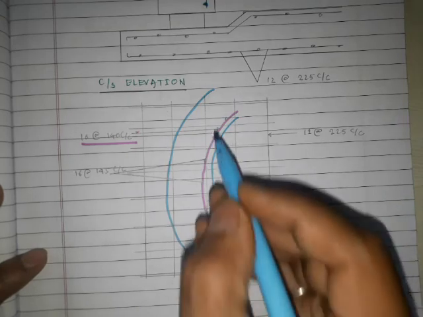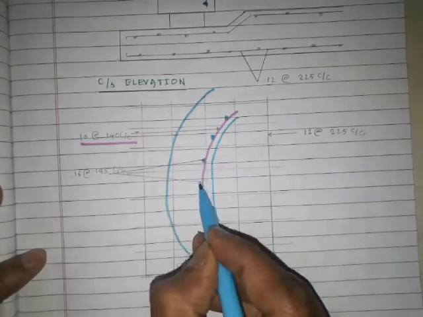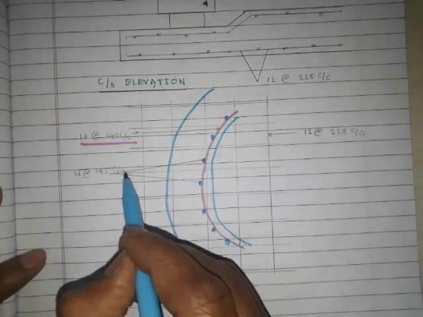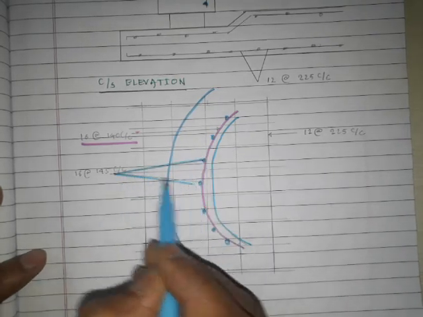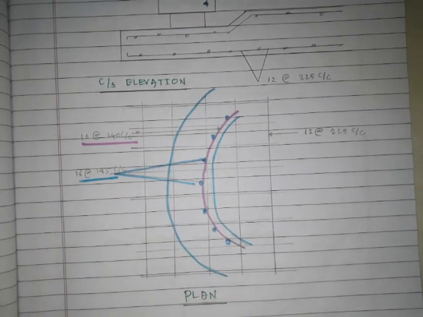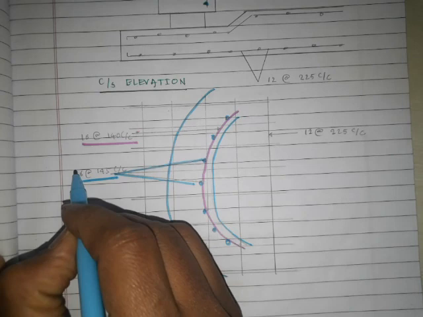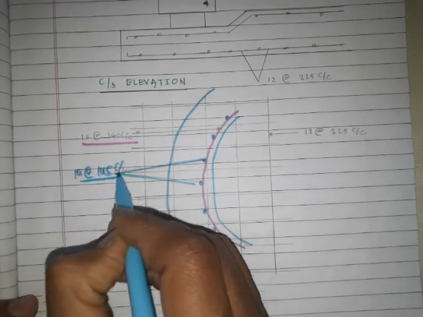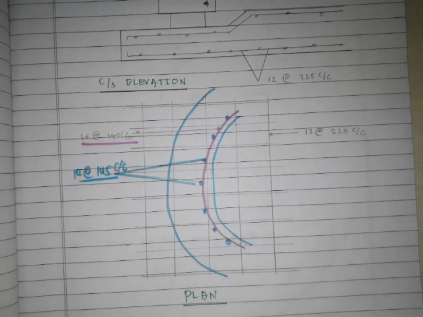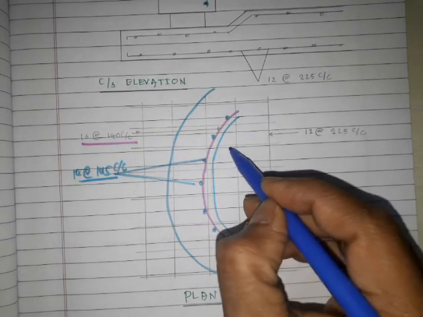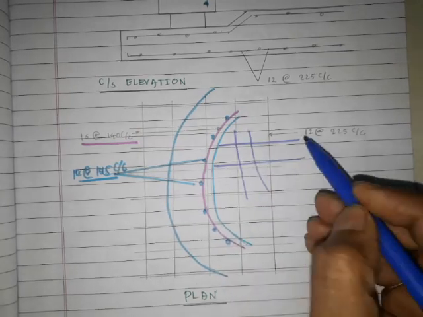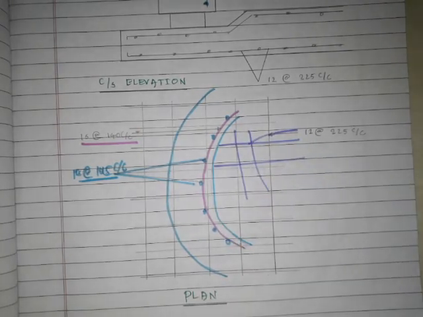Apart from that we have the vertical bars. In the plan you can see those are the dotted bars, and for the spacing we have assumed AST minimum, which is 10 at 145 mm center to center. Apart from the walls, we have the reinforcement in the slab. As I told you, we have provided 12 at 225 mm center to center.